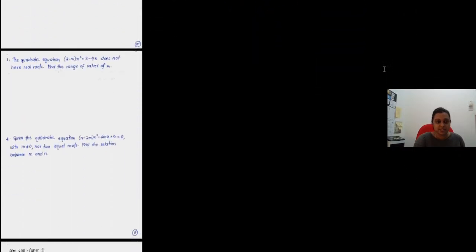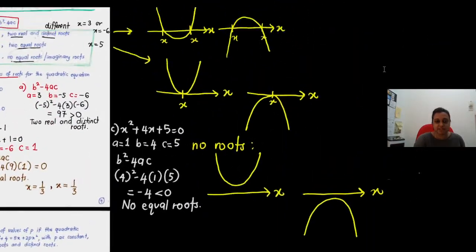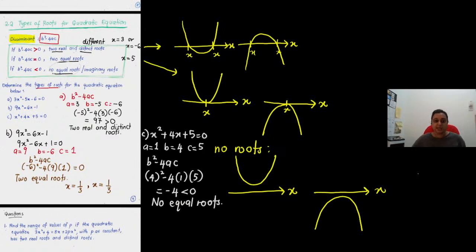Teacher has actually finished. I already finished this discriminant. After this, in my notes, all is just SPM questions. Maybe next class we continue the SPM questions. Then we go to the last part, the vertex form.